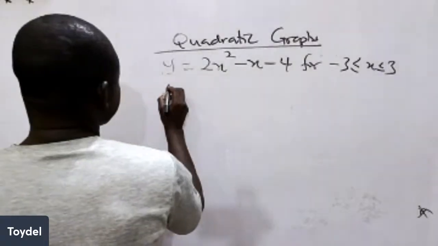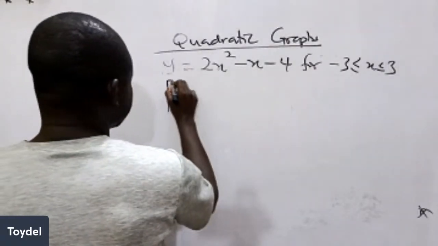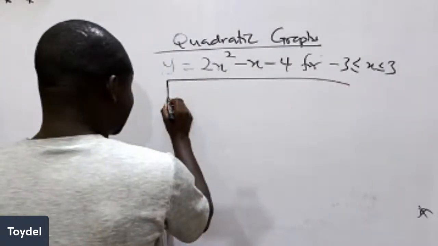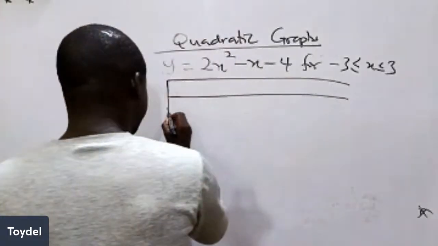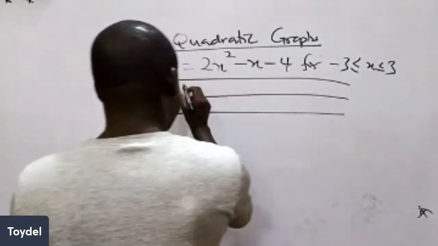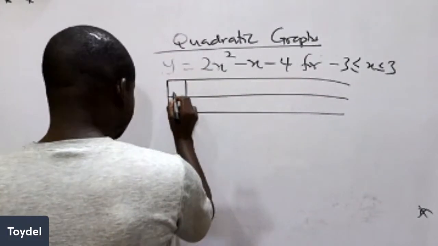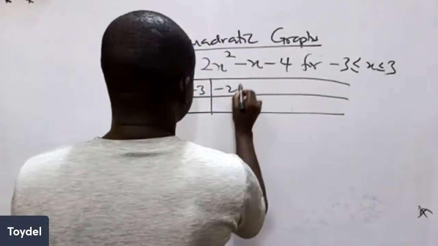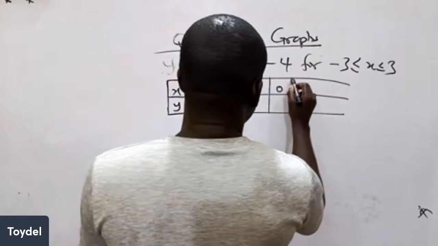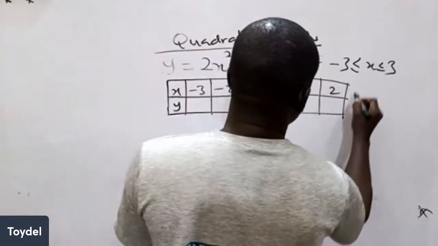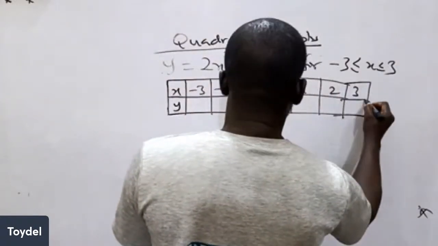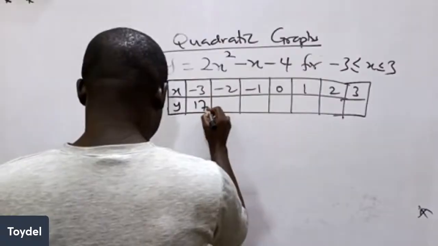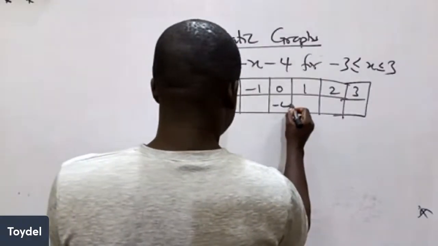So this is the table. Let me sketch the table here. Most of the time, when you have a question on the graph, you will be given a table and required to complete it. So please note, this is x, this is y. We have minus 3, minus 2, minus 1, 0, 1, 2, 3. We have 17 here and minus 4 here.